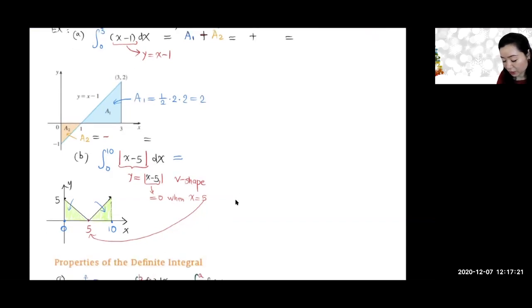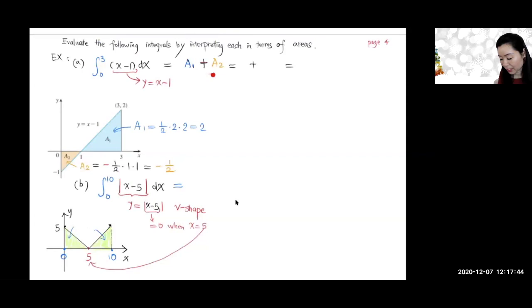A2 here, it is a triangle again, okay? But it is negative, below the x-axis, negative. So negative 1/2 times base times height. So that will be negative 1/2. So A1 plus A2 over here will be 2 plus negative 1/2. So when you sum these two up, you get 1.5. So this integral equals 1.5. Okay.